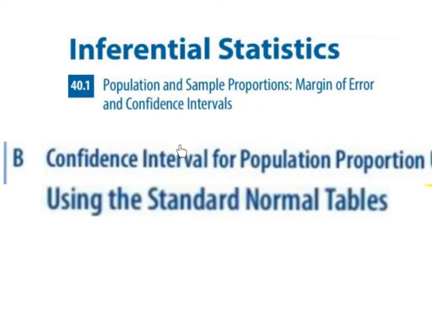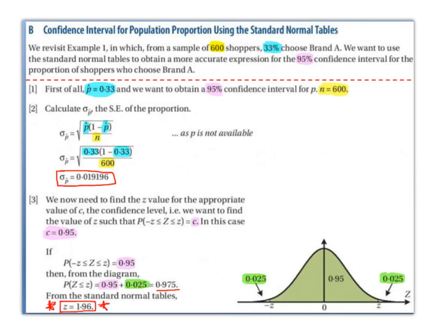Confidence interval for population proportion using the standard normal tables. We revisit example 1 from the previous video, which was titled Margin of Error, in which from a sample of 600 shoppers, 33% chose brand A. We want to use the standard normal tables to obtain a more accurate expression for the 95% confidence interval for the proportion of shoppers who chose brand A.